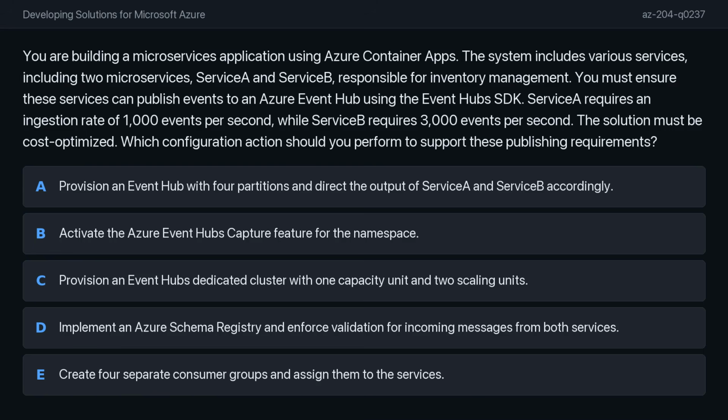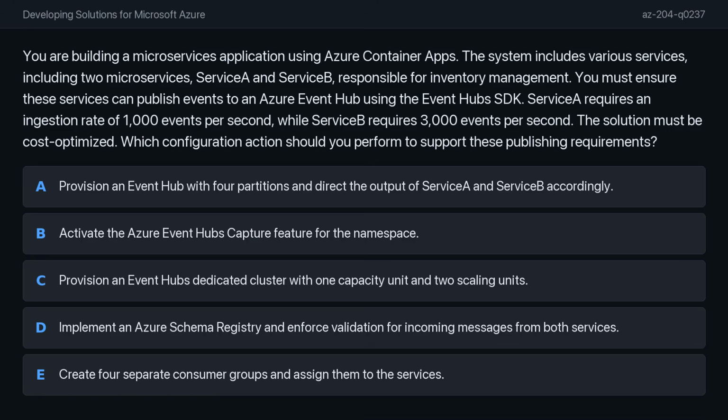Which configuration action should you perform to support these publishing requirements? Option A. Provision an Event Hub with 4 partitions and direct the output of ServiceA and ServiceB accordingly. Option B. Activate the Azure Event Hub's capture feature for the namespace. Option C. Provision an Event Hub's dedicated cluster with 1 capacity unit and 2 scaling units. Option D. Implement an Azure Schema registry and enforce validation for incoming messages from both services. Option E. Create 4 separate consumer groups and assign them to the services.